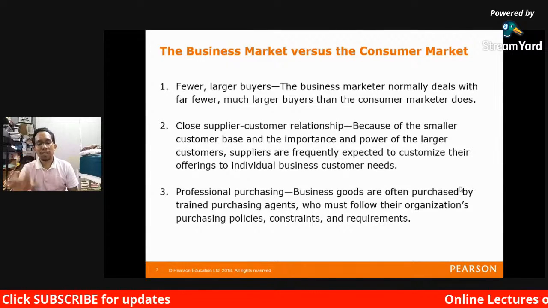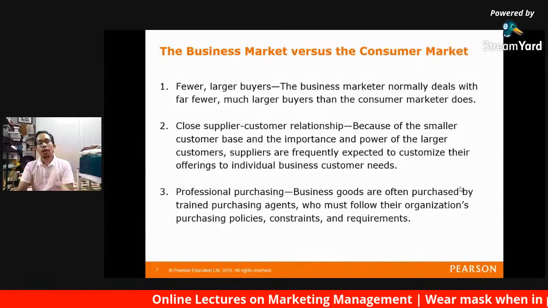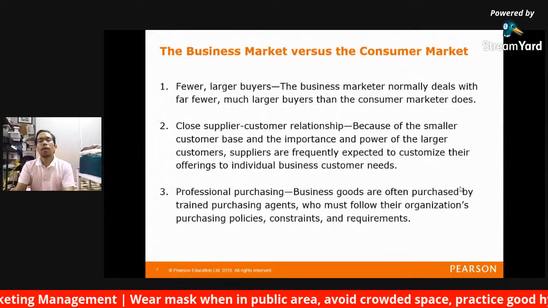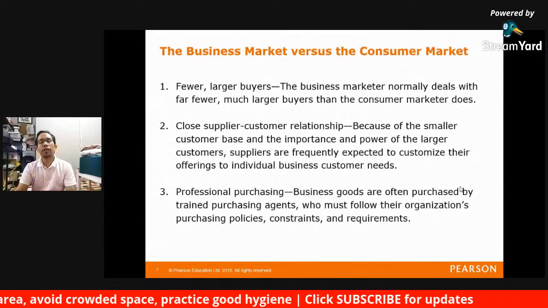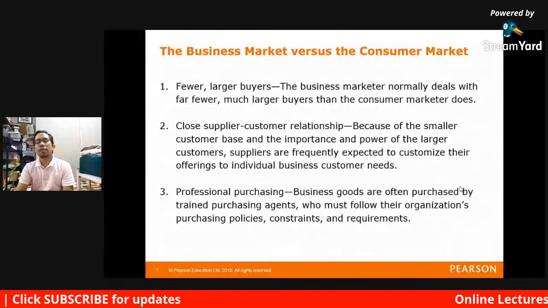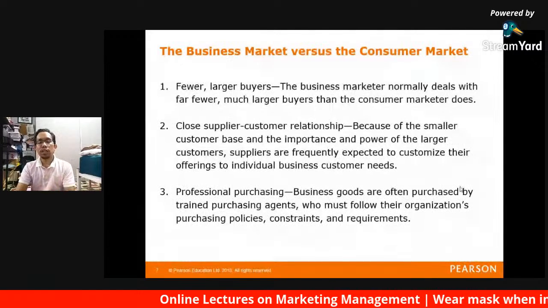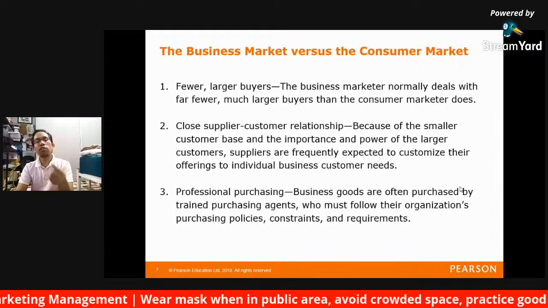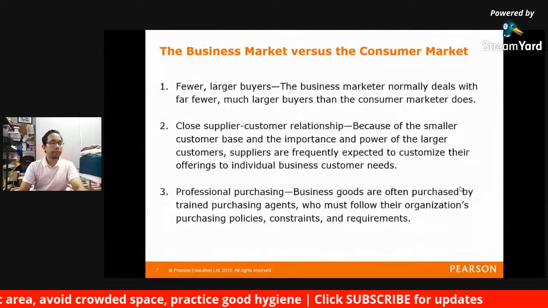So professional purchasing: the process of buying the product is much more formal compared to the consumer market buying decision process. It is not the same, we cannot treat it the same. It is uncommon, and you need to have a precise, specific, close relationship with your buyer.